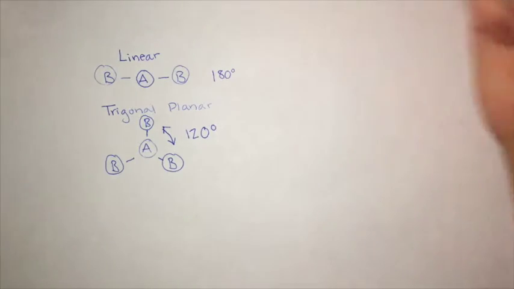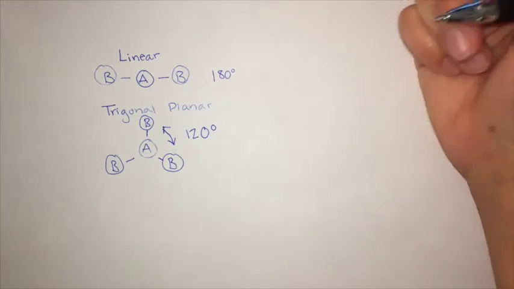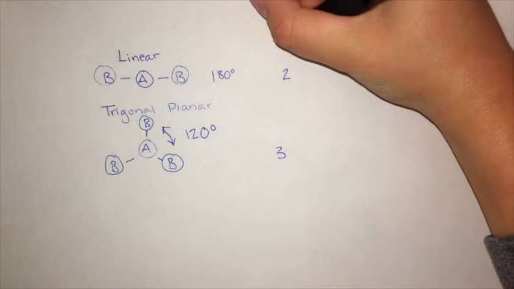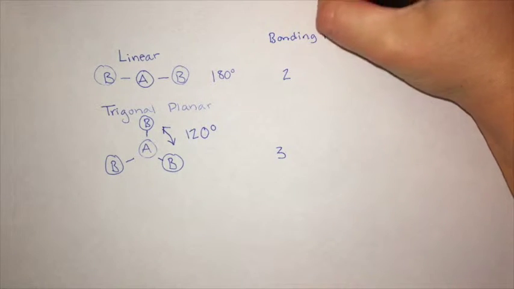Here, I'm going to write the number of bonding pairs of electrons for each structure. So this one has 2, this one has 3. Bonding pairs.